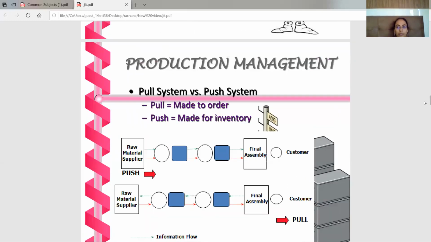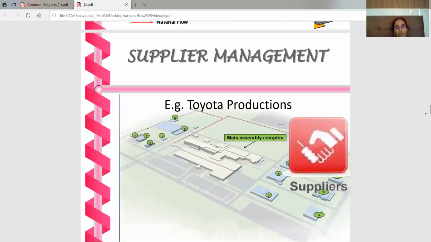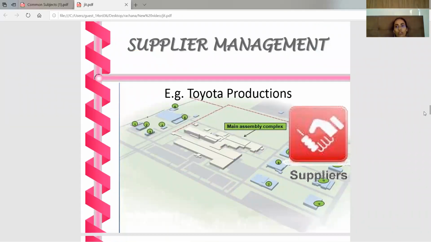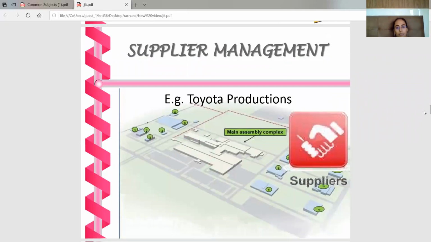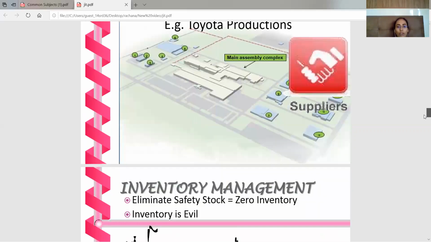The third principle of JIT is supplier management. You need to build a long-term relationship with your supplier, so that the supplier understands your need in time. It is a kind of commitment created between the supplier and the management, so that there is no hindrance in the supply of raw material.